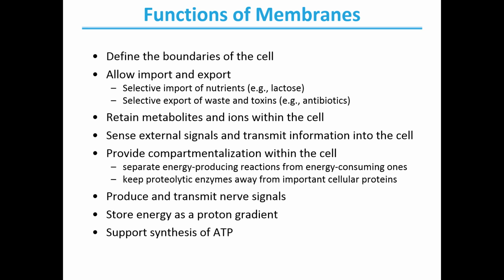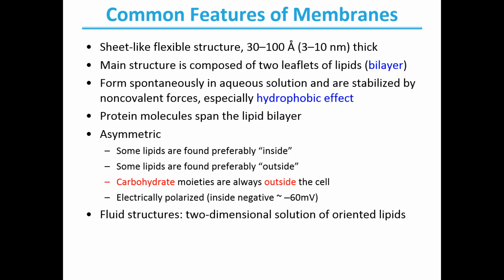Within the cell, the membrane allows us to compartmentalize. The membrane allows us to transmit specific nerve signals, and produce a proton gradient within the electron transport chain of the mitochondria so we can produce energy, as well as many other things that are not provided on this slide.